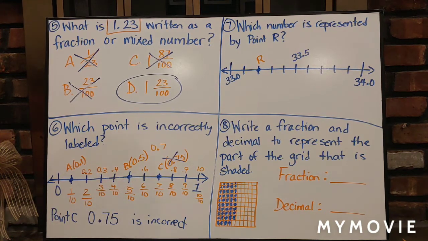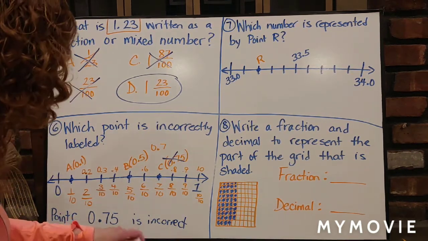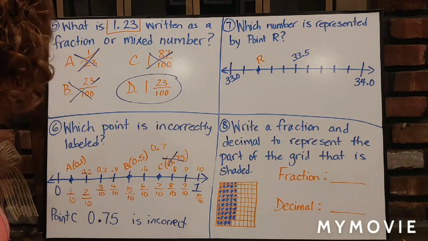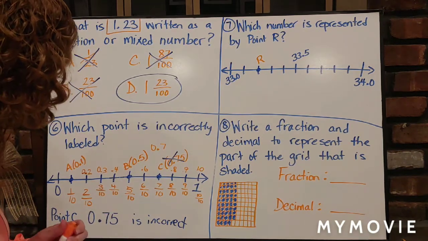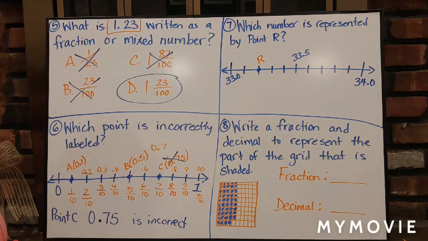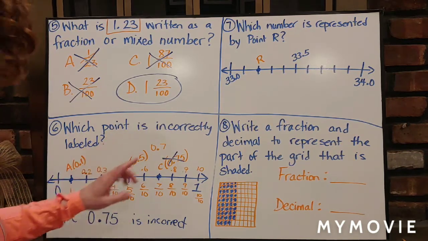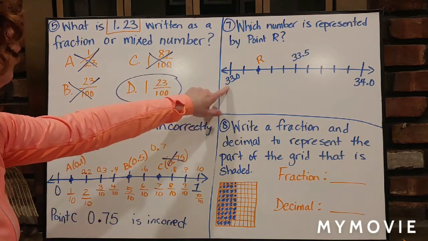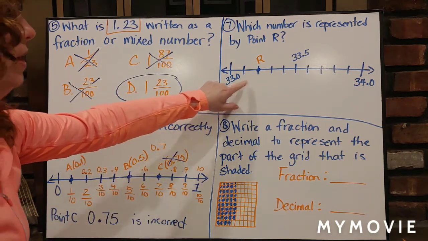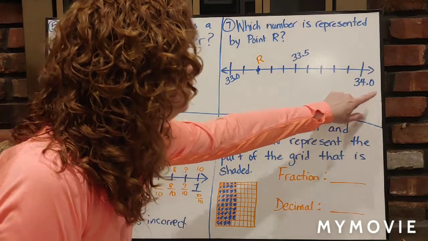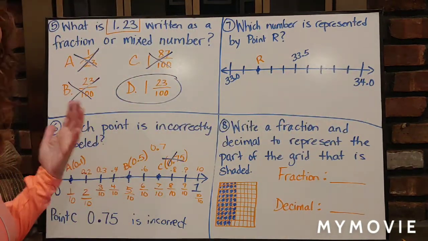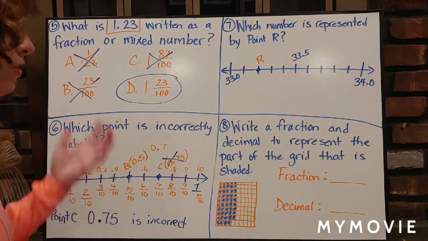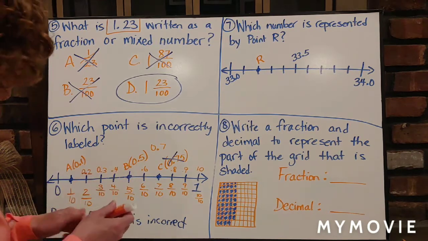All right, number 7. So now we're on the second page. Number 7. It says, which number is best represented by point R on the number line? Another number line, but this one's different. See, our last number line started at 0 and ended at 1. This one starts at 33.0 and ends at 34.0. So don't let the big numbers throw you off. There's really no difference.